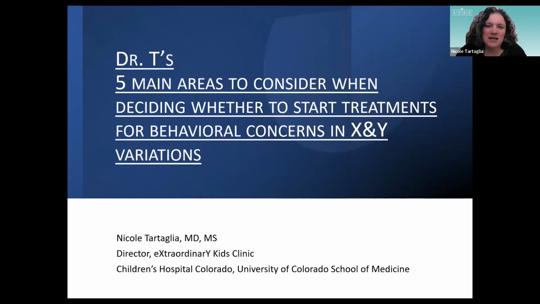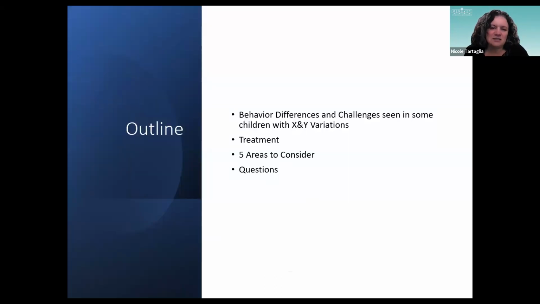So hello, everyone. I am going to talk today about the 5 main areas to consider when deciding whether to start treatments for various behavioral concerns in X and Y variations. So the plan is to talk a little bit first about behavior differences and challenges that we see in some children and adults with X and Y variations, and different treatments just in general.